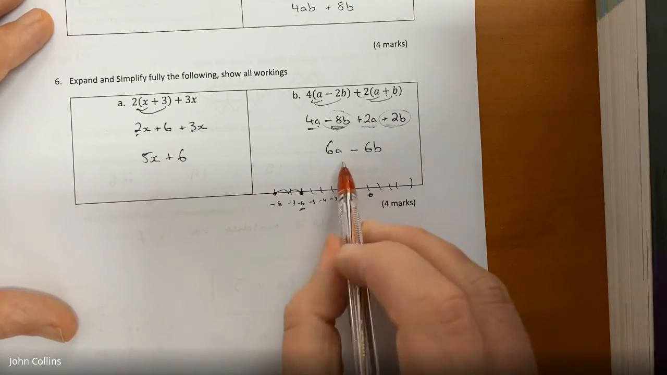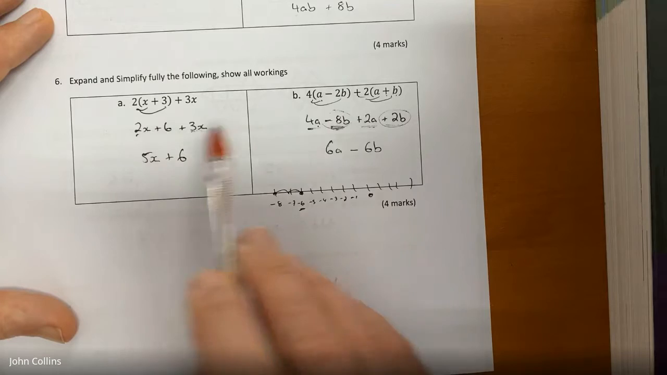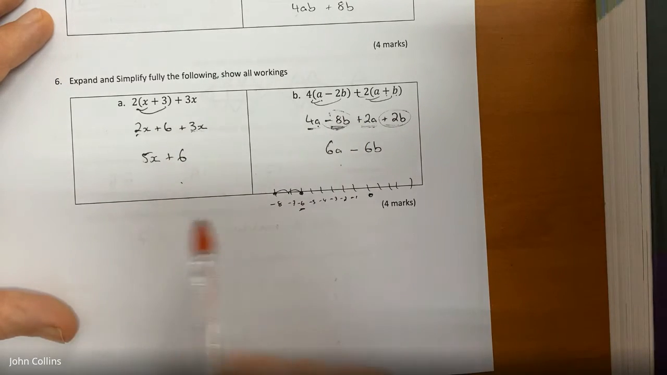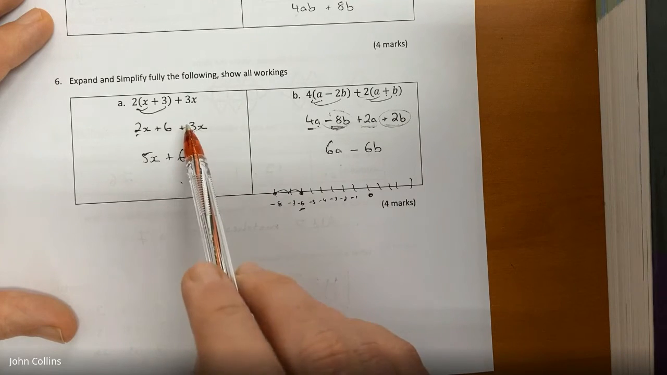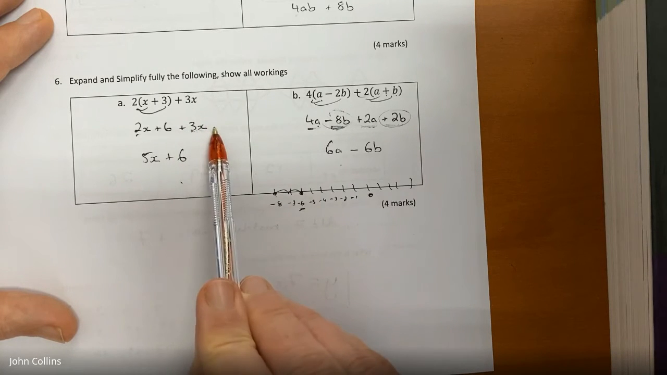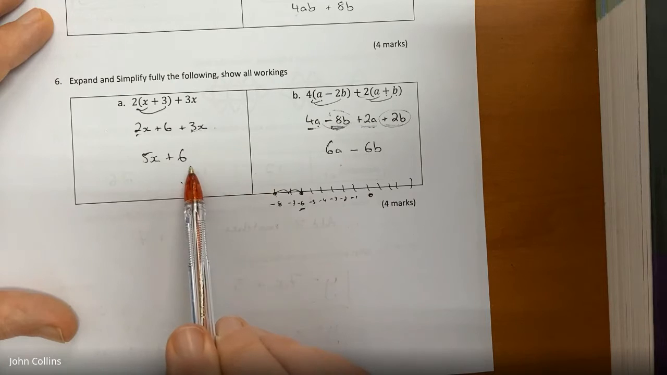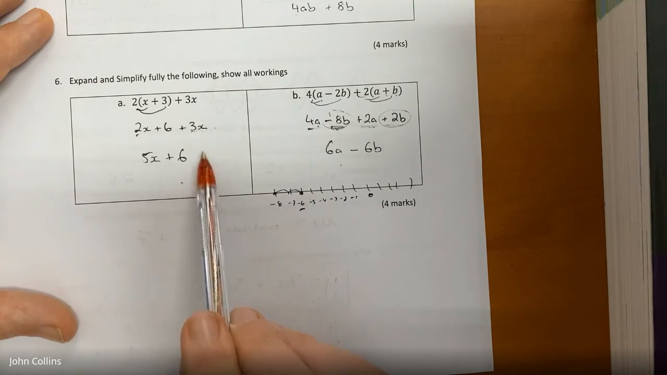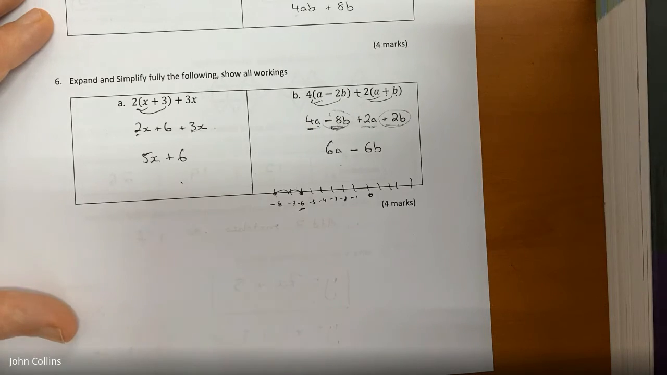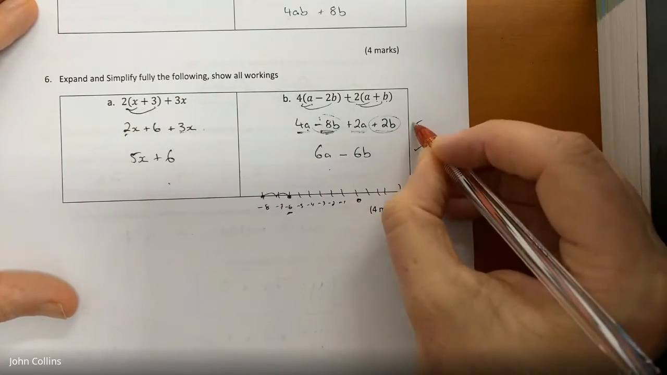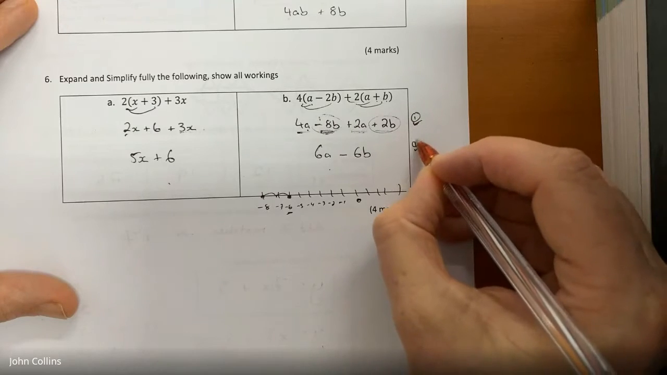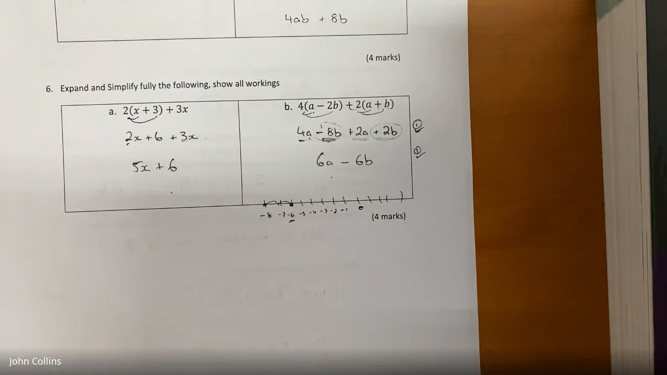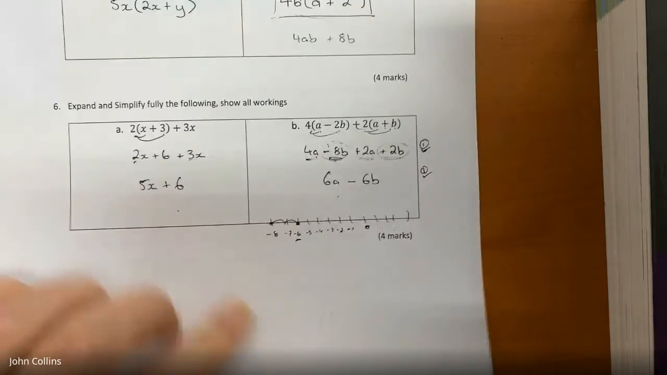Okay. Each of these is worth 4 marks. If you multiplied out correctly, you would get 1 out of the 2 marks going for each question. Sorry, it's 4 marks in total. If you expanded correctly and added them correctly, simplified it correctly, you get both marks. Okay. So there's 1 mark for each line. 1 for this line, 1 for this line. Okay, good, Louis. All right.